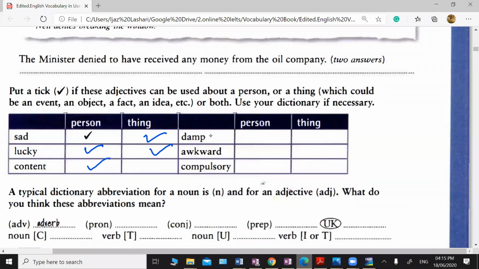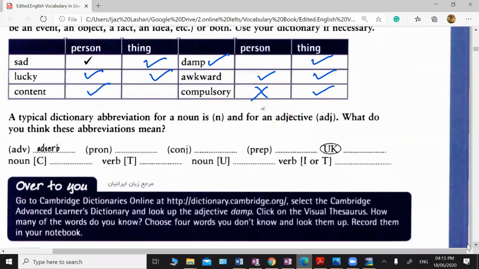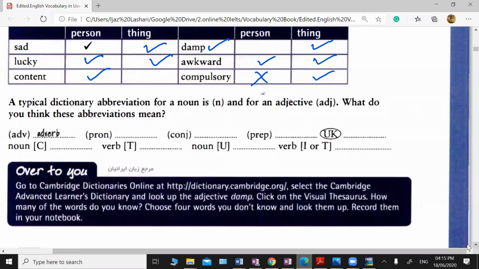Okay, next one is damp here, means something like not dry, wet. Okay, yeah, it can be a thing. And awkward, it can be for person and for a thing. And compulsory, it can not be for a person, it can be for a thing. Compulsory, like for something must, it can be used for a thing. Okay, here we have the last part.